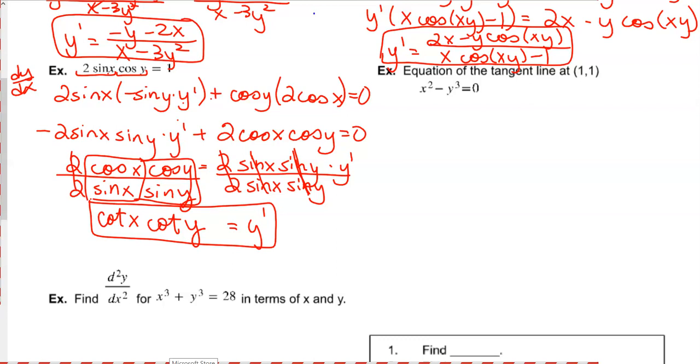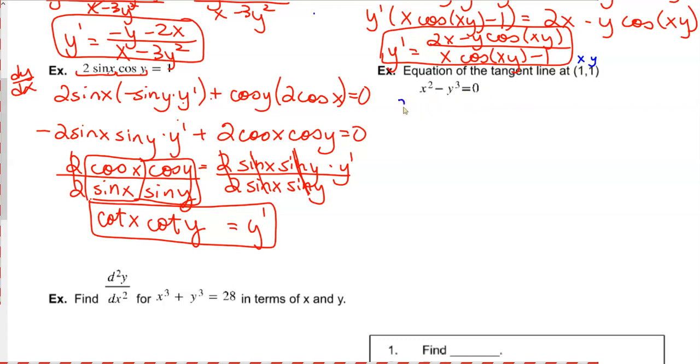Here we want to find the equation of the tangent line at 1, 1. So here I'm giving you an x and I'm giving you a y. So we want to first, we have to find the equation of the tangent line. We have the point, but we don't have the slope of the tangent line, which is the derivative. So we have to find y prime or dy over dx for this function. As it is implicit. So here we go.